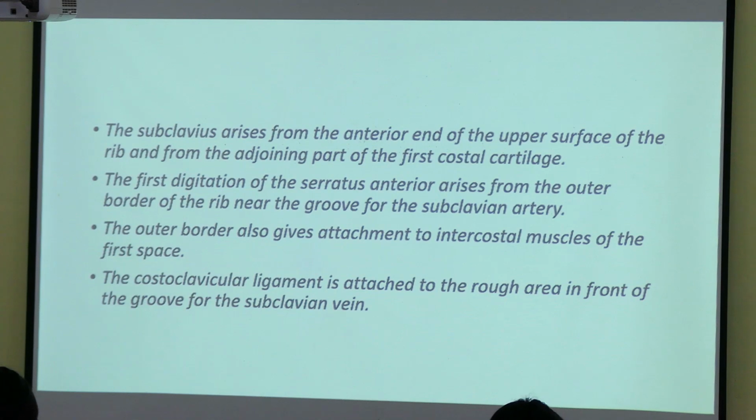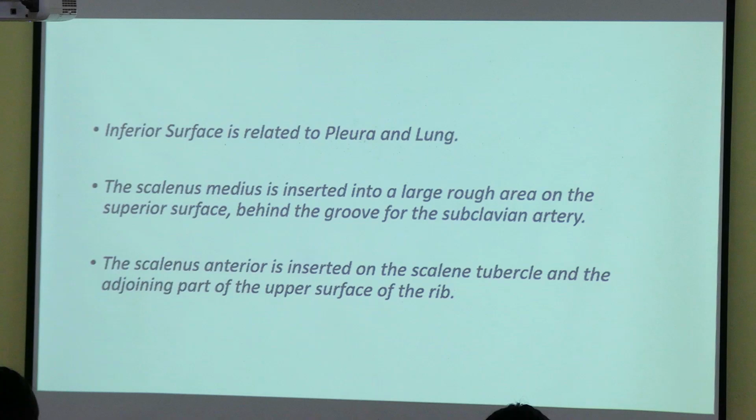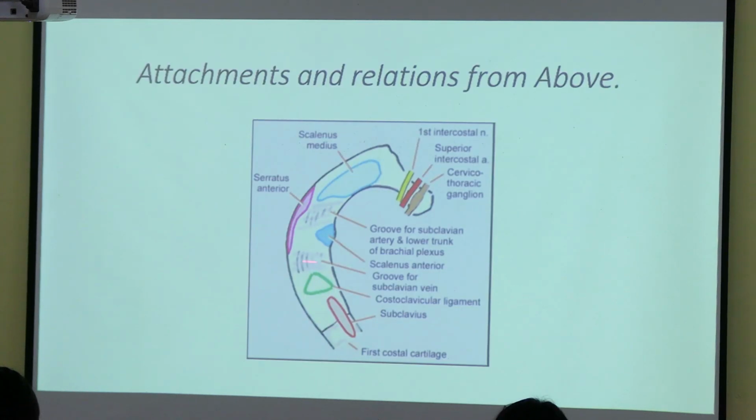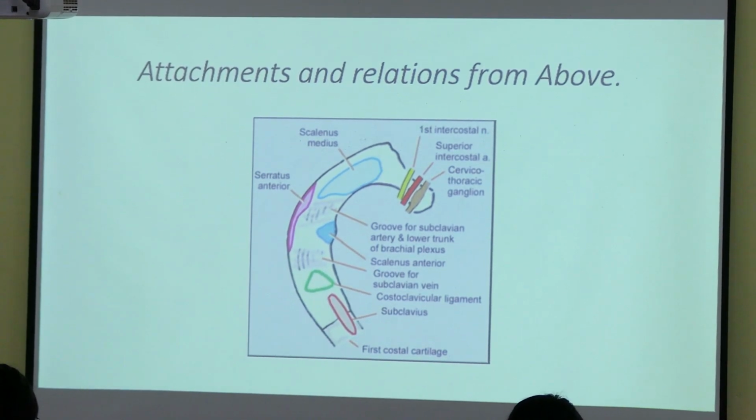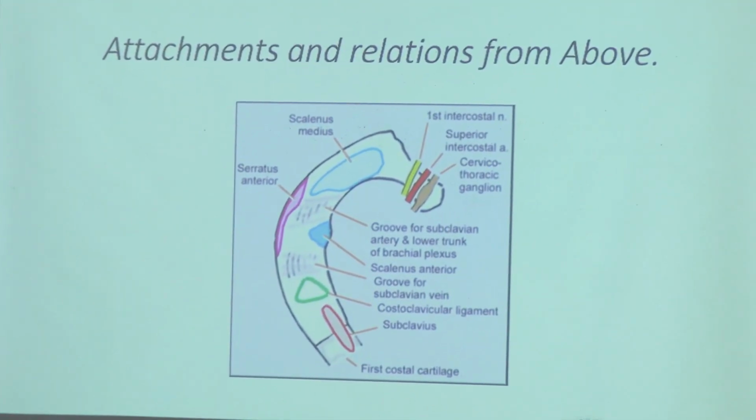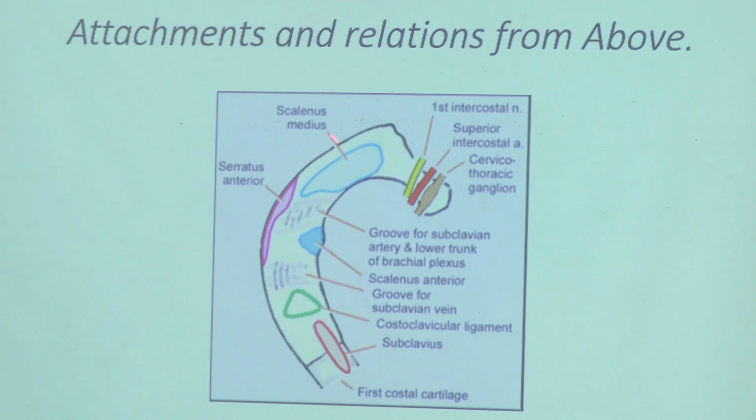The costoclavicular ligament is attached to the rough area in front of the groove for subclavian vein. अभी correlate करो. This one is the groove for subclavian vein. उसके आगे होगा costoclavicular ligament. अभी वाला में लो. Draw this one. So what are the muscles? Scalenus medius, scalenus anterior, serratus anterior, subclavius. ठीक है? Subclavius.